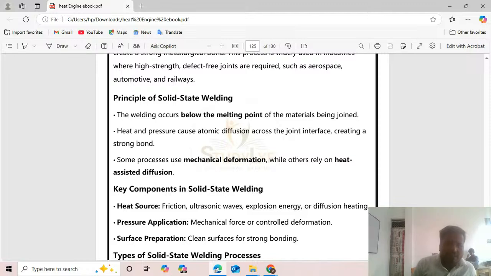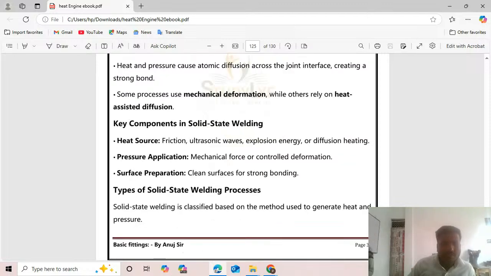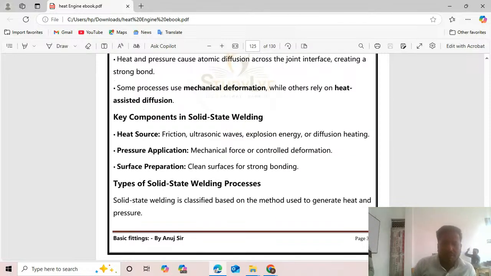The process occurs below the melting point of the material being joined, and heat and pressure cause atomic diffusion across the joint interface, creating a strong bond. Some processes use mechanical deformation while others rely on heat-assisted diffusion. Key components in solid state welding: heat sources such as friction, ultrasonic waves, and diffusion heating; pressure application; and mechanical force to control the deformation. These are the points by which solid state welding is carried out.